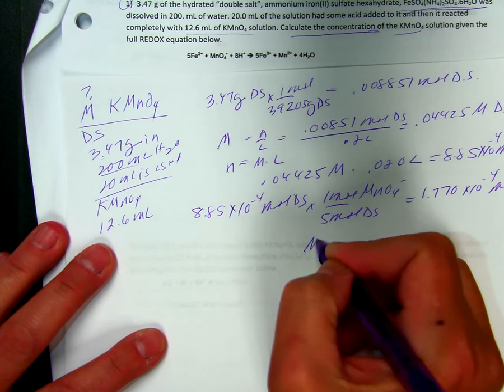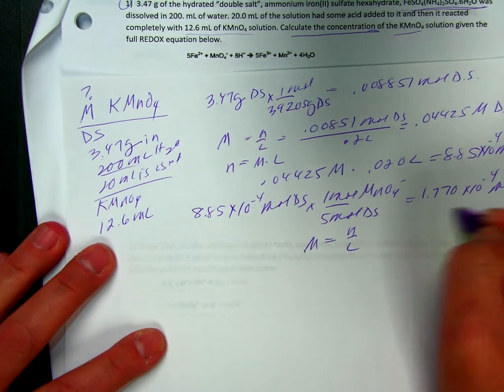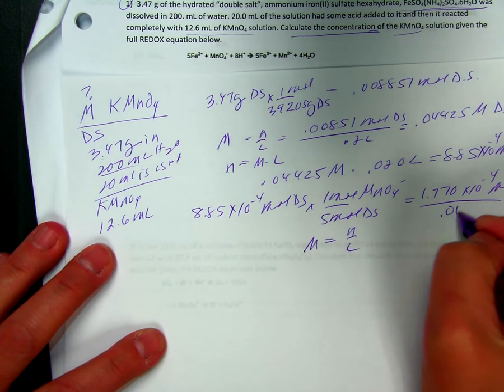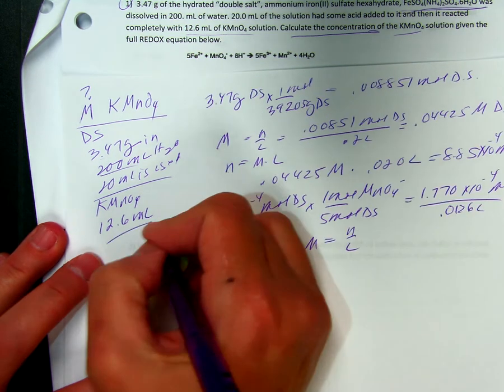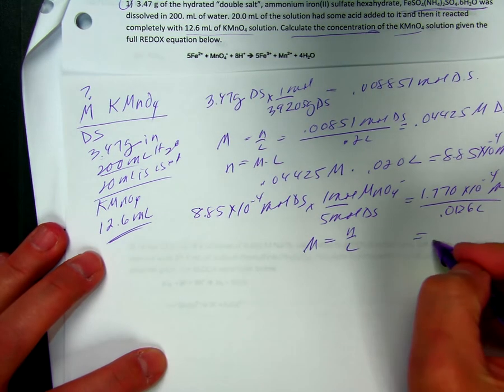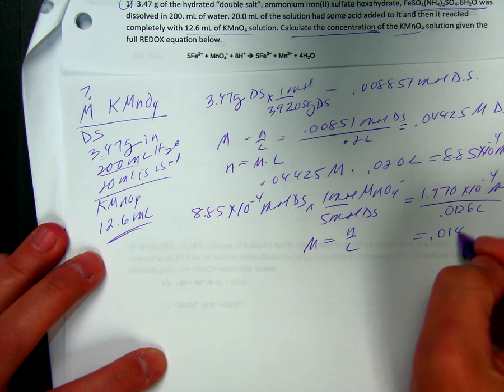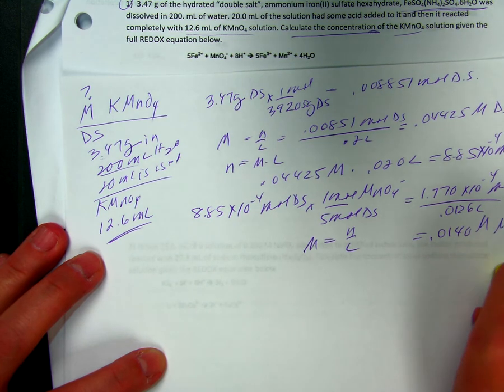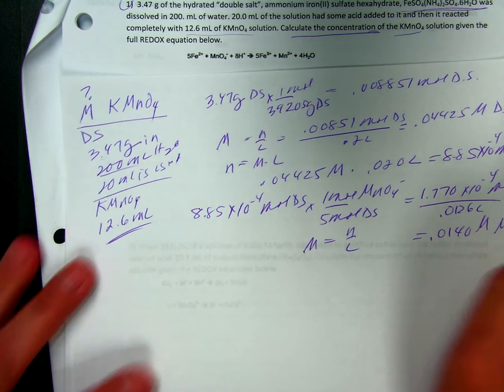And in order to get molarity, it's moles over liters, so I'm just going to put that over liters, which is 0.0126 liters, which comes from the 12.6 milliliters, and that's going to give me 0.0140 molar potassium permanganate. All right.